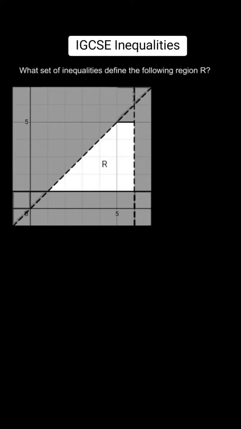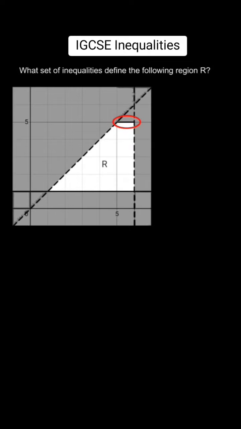Let's take a look at a common problem in IGCSE math on the topic of inequalities. We're given this shape here, defined with region R on a coordinate axis, and we have a few lines that surround this region R. How do we define the inequalities that define R?